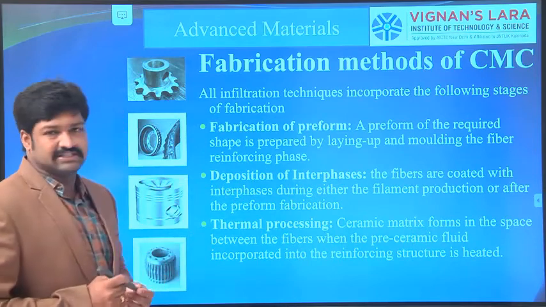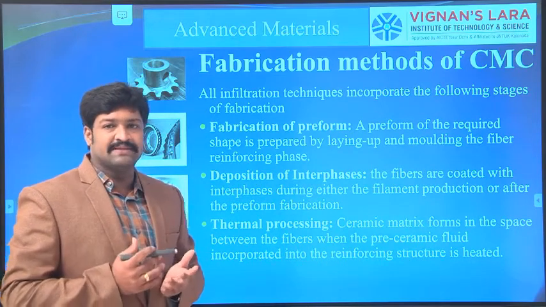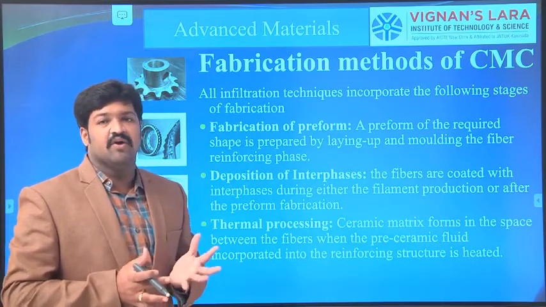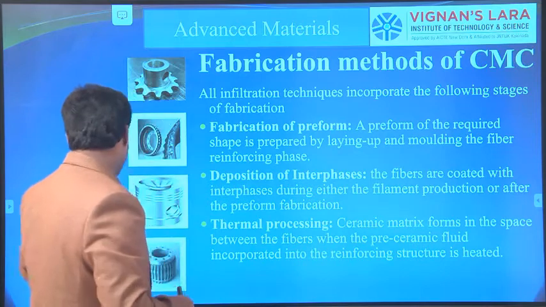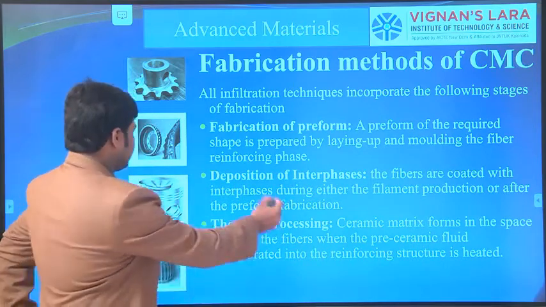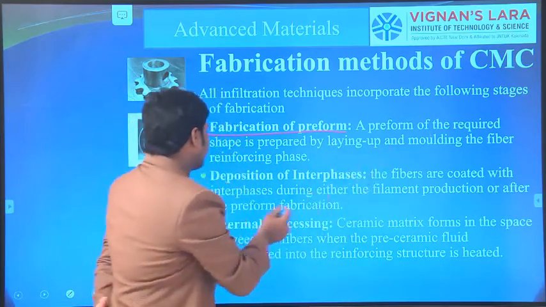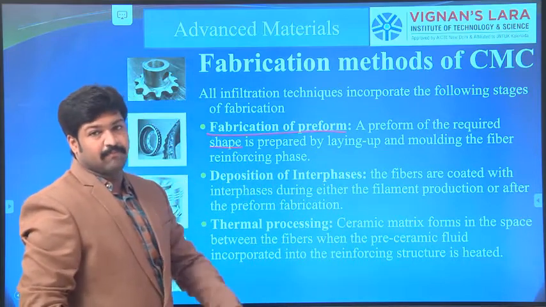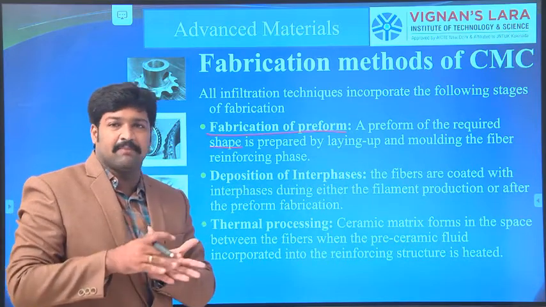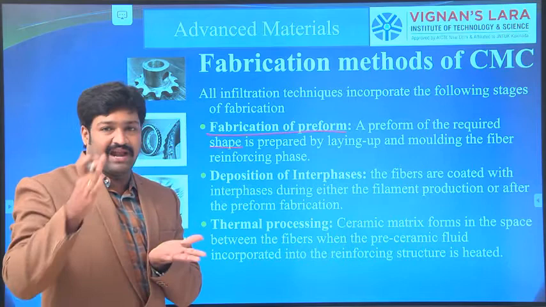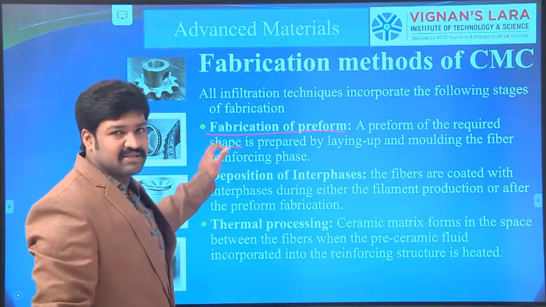So all infiltration techniques incorporate the following stages. The first one is fabrication of preform, depending upon the size as well as shape of our component. Initially we are preparing the preform of our component. Here the preform of the required shape is prepared by laying up and molding the fiber reinforcing phase. If you want a number of layups, it means the thickness is high, then we will add a number of layups one above the other and then we will get the final shape. That is done by means of this fabrication of preform.